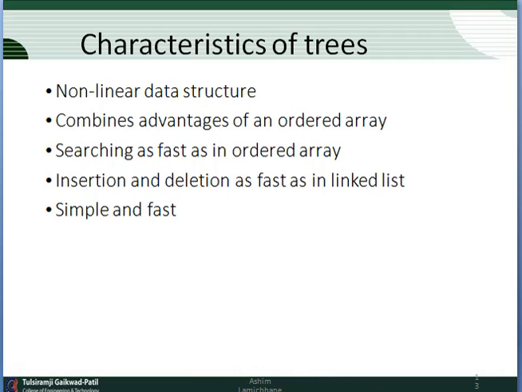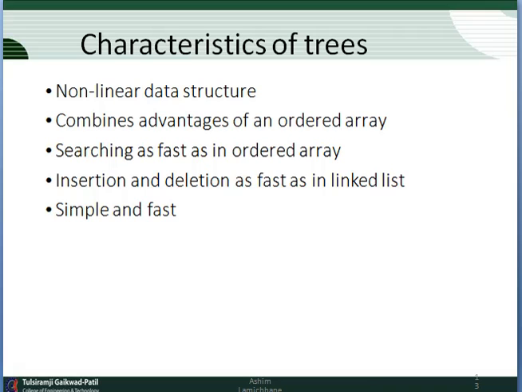Then the characteristics of trees are: it is a non-linear data structure, it combines advantages of an ordered array, the searching is as fast as in an ordered array. These are the important characteristics of a tree, where insertion and deletion are as fast as in a linked list. Tree is quite simple and fast compared to other data structures. For example, looking at a tree as a whole, one can talk about the parent node of a given node, but in general, as a data structure, a given node can only contain the list of its children, but does not contain the reference to its parent as well.